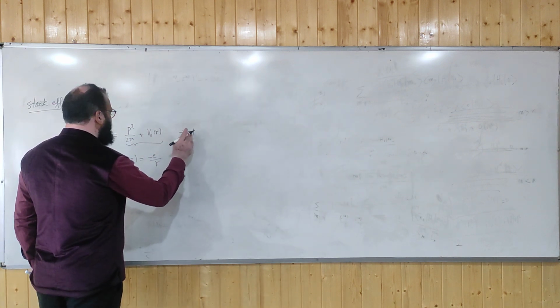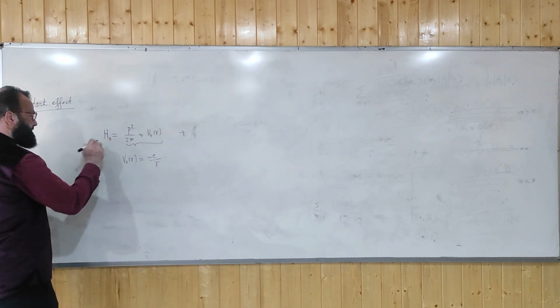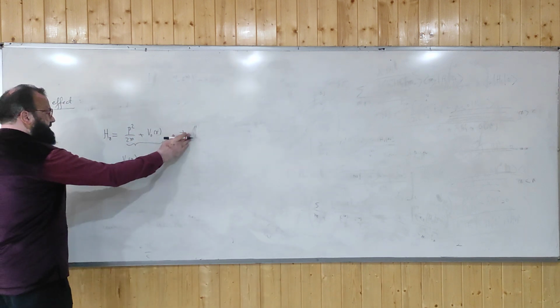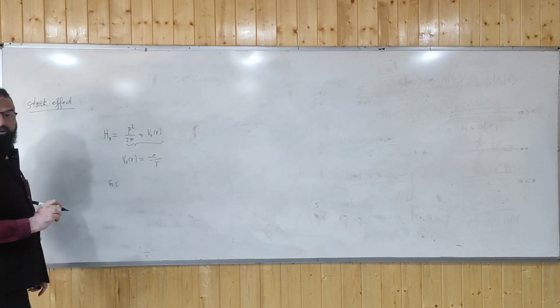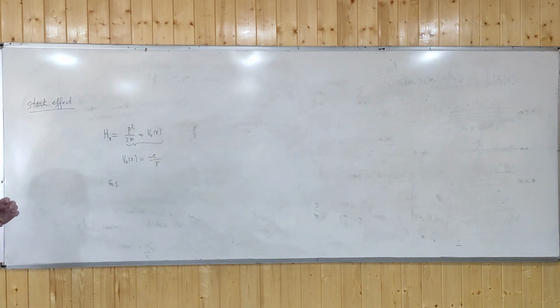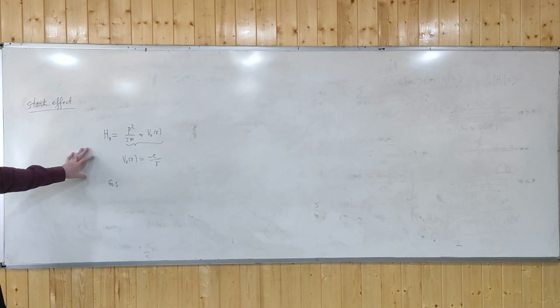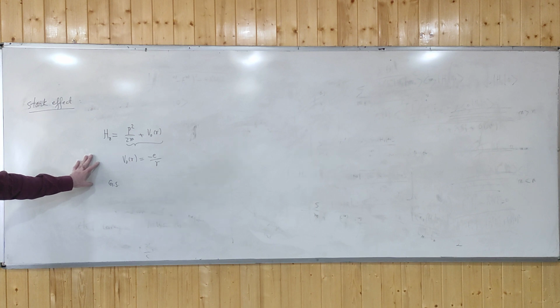Okay, so let me write. So this is your H0. First let's discuss this H0. So what is the ground state? You cannot apply the, okay, so there is another point. This non-degenerate perturbation you can apply only to the ground state of the hydrogen atom, because there is no degeneracy in the ground state. You are having only one level.